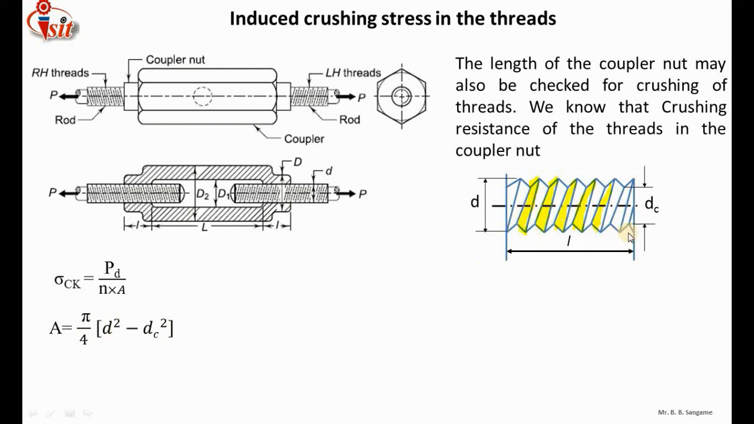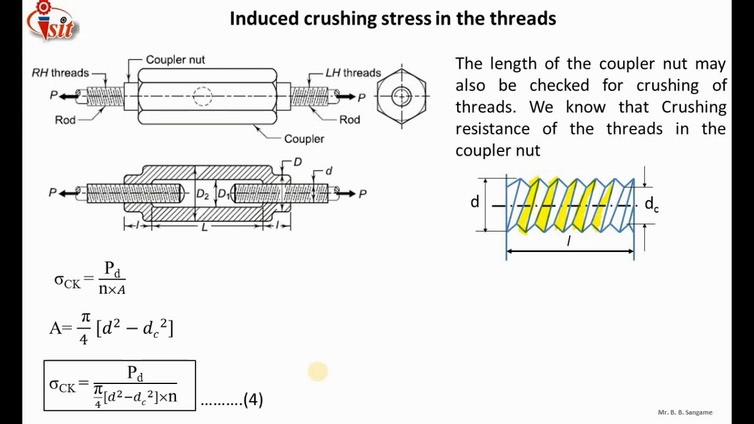This is the area along which there will be crushing, and this is the area of a single thread, and N is the number of threads, which depends on the length of the coupler nut. Depending on the number of threads there will be a magnitude of crushing stress. The crushing stress is going to reduce if the product of number of threads and area increases. So by using this formula, we can calculate the induced crushing stress.